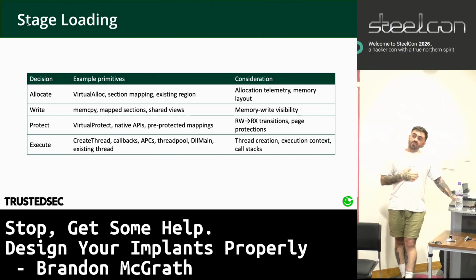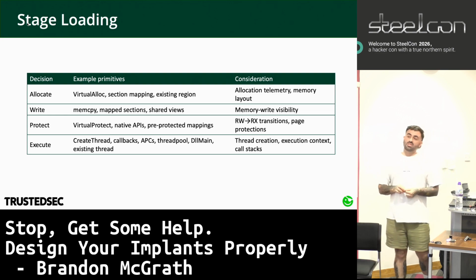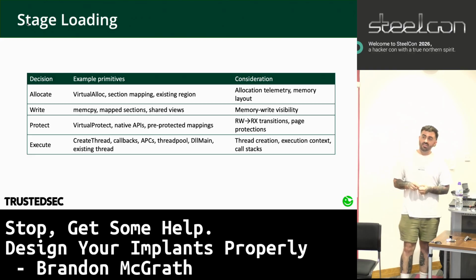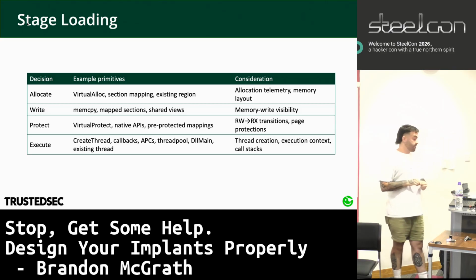What you need to consider for that though is the allocation telemetry, kind of how that memory is going to lay out. So if you're doing virtual alloc, and that's going to allocate private memory, it's kind of rare for that to then turn executable, unless you're working with .NET and kind of JIT and things like that.